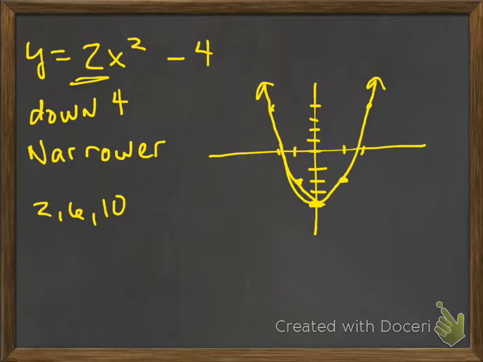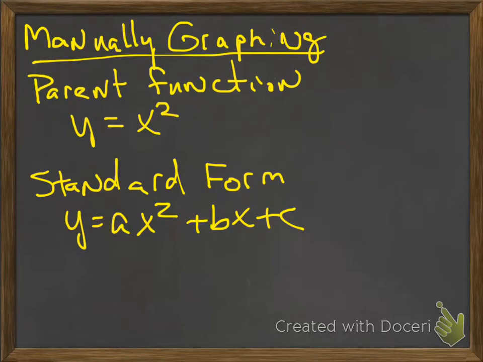Now notice here, though, that my zeros are between 1 and 2 and negative 1 and negative 2. So that's probably where the calculator could give us a little bit more accurate answer. Otherwise, I'm kind of guessing and going, I think it's about maybe 1.5, 1.6, 1.7. I'm not sure, but you get the idea. Okay, so let's continue with the manually graphing.